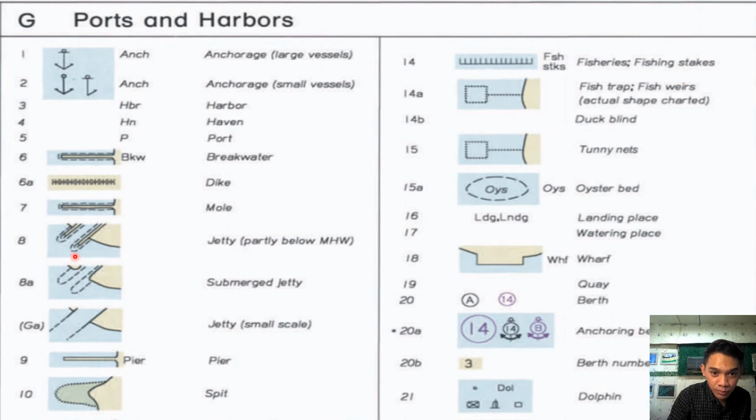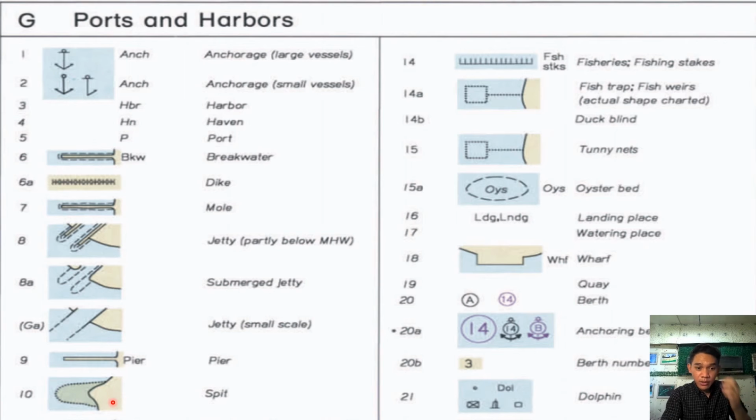This is jetty, partly below MHW. Yeah, right here, jetty. The next is submerged jetty. Without this yellow part here is a submerged jetty. Next is jetty for small scale. This symbol right here. Next is for pier. So basically, this symbol, breakwater, is a pier with its outside outlined by a broken line, just like the mole.